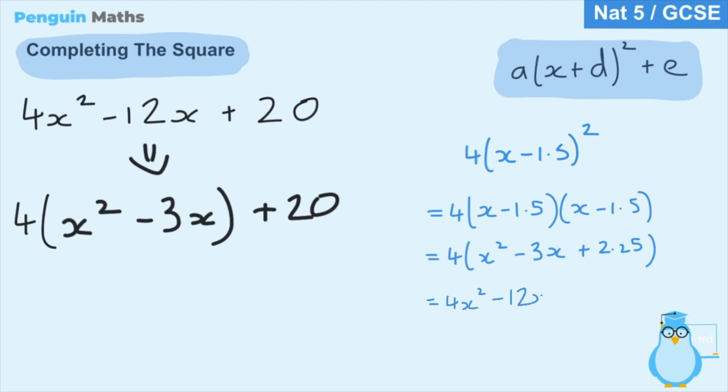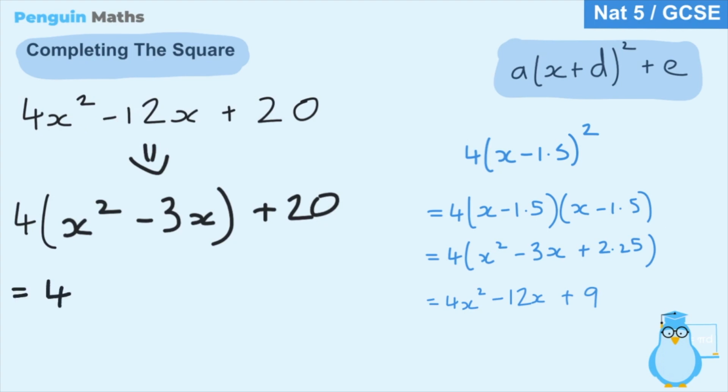minus 12x, which is the first two terms at the start which we wanted, but now the constant is going to be this 4 outside the brackets multiplied by 2.25, and that's going to give us a constant of 9. So because we know that this thing here is equal to 4x squared minus 12x plus 9, but what we want is 4x squared minus 12x plus 20, that means we have to add an additional number onto this so that it's equal to this up here.